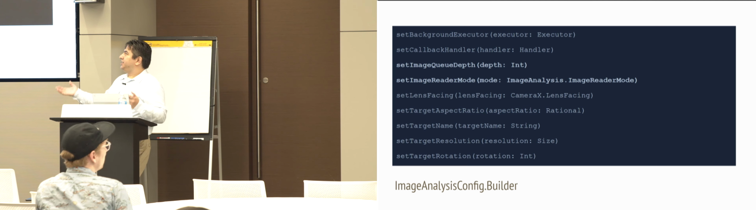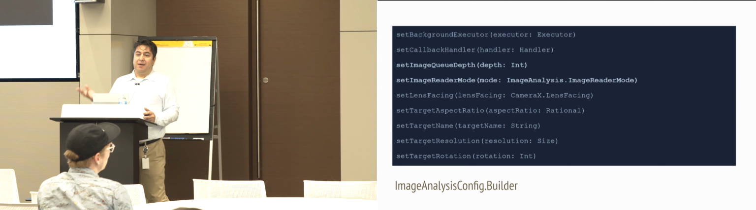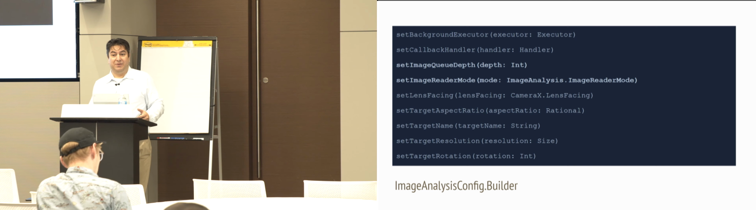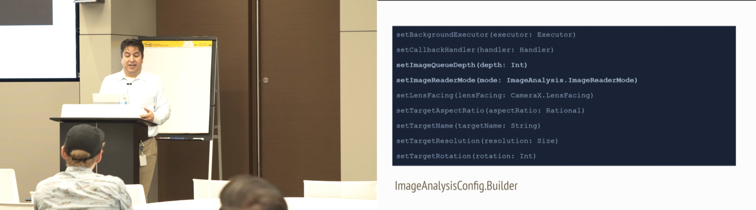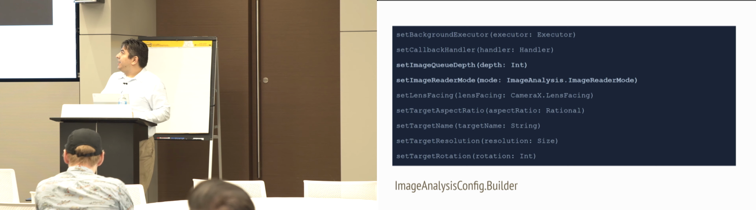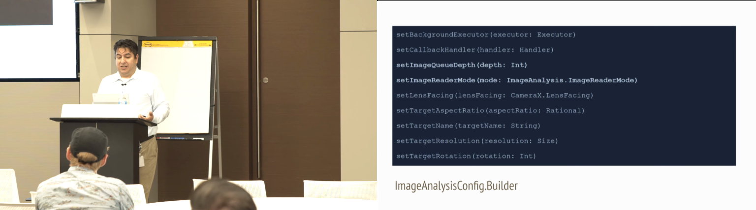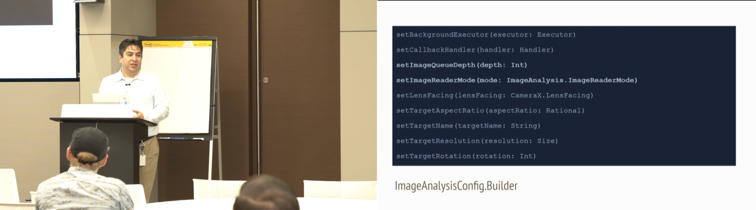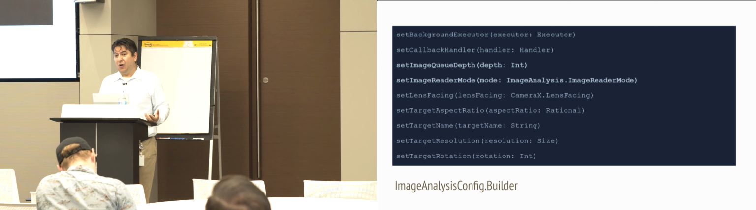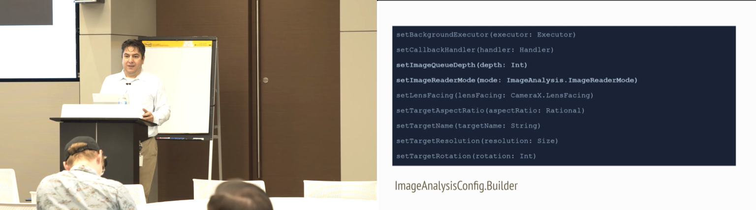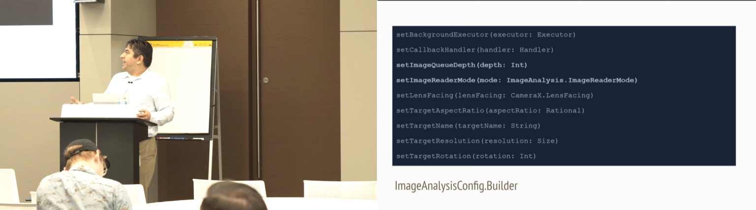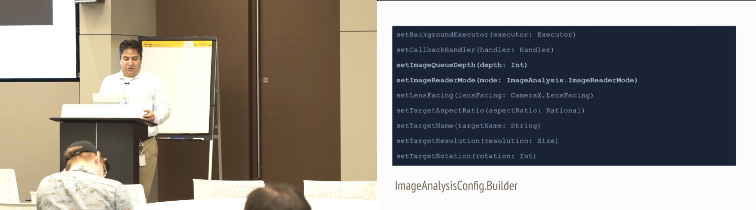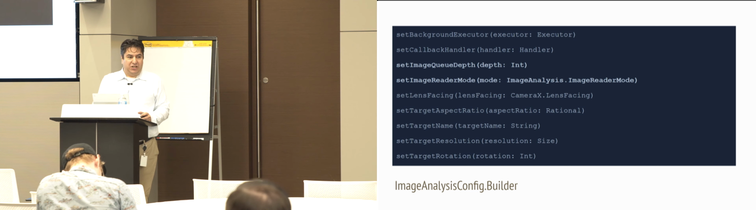The builder, again, very similar. The two new things here are the image queue depth, so you can have it hold on to a number of images so that you can analyze them. And there's also the image reader mode. So the reader mode determines whether or not you get the next image or you get the latest image. And the depth is the amount of images that it will hold for the next image. So it's possible if your processing takes too long that you may lose images that you can analyze. And so these things help you set up and schedule and analyze in a more efficient manner.